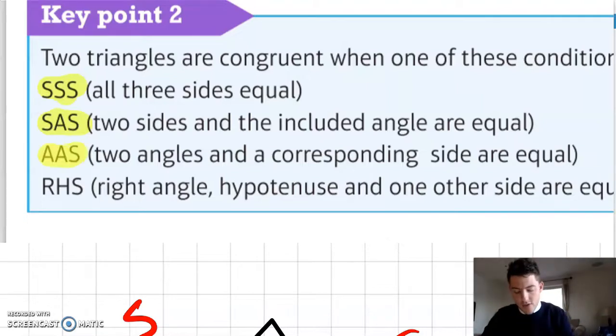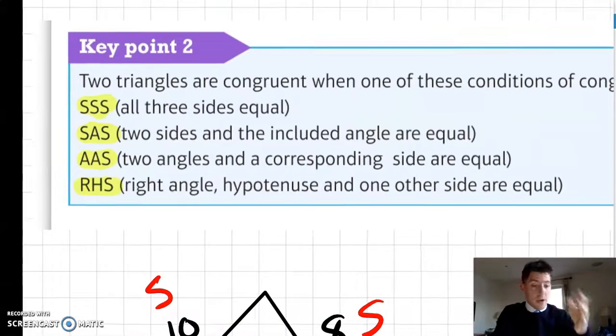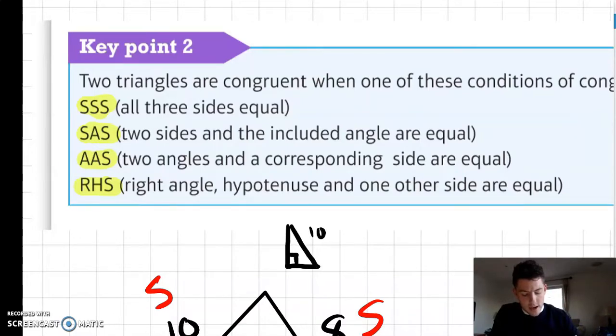And the last one is a right angle triangle. Right angle, hypotenuse on the other side. That's the Pythagoras rule. If I gave you, for example, a right angle, a hypotenuse of 10 and a side of 8, every time you do it, this one has to be 6. Has to.